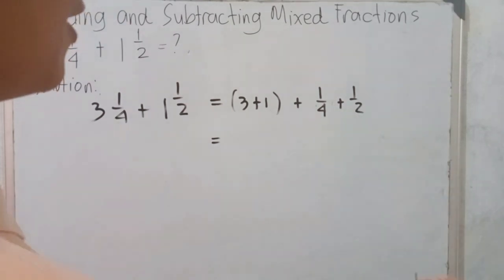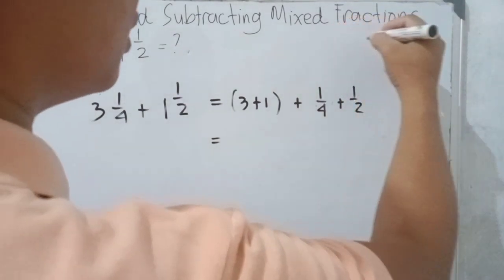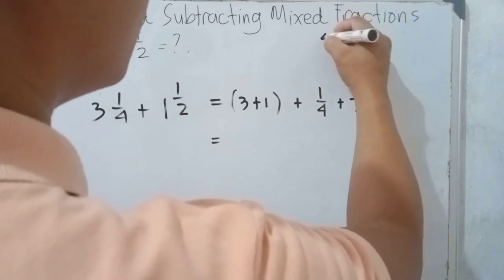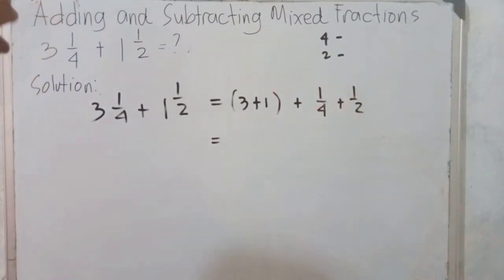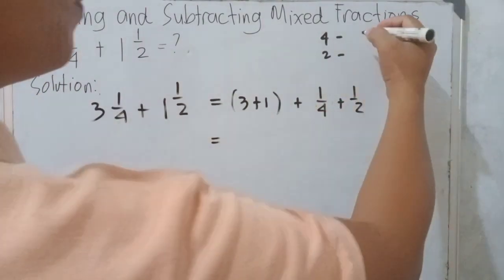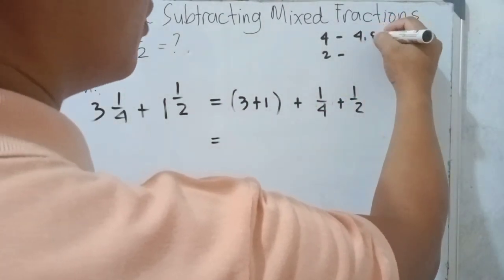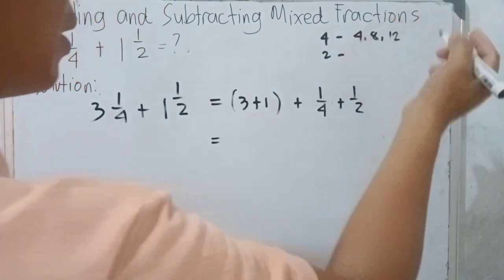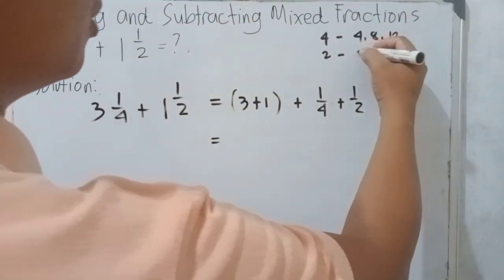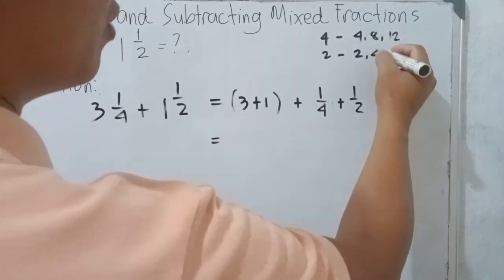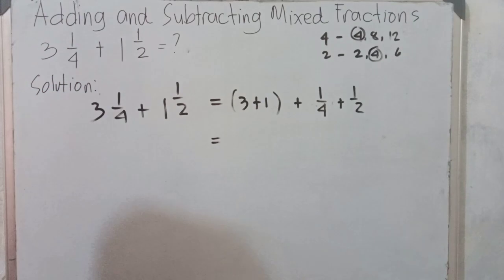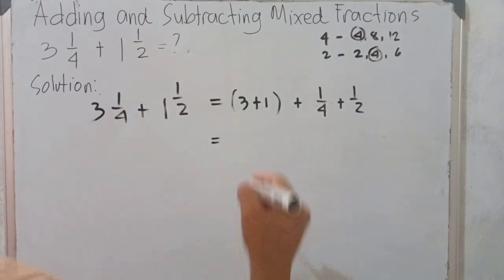So using skip counting, we find it. For 4 and 2, we always find the LCD. 4, 8, 12. Once we get the common multiple, that is the LCD. 2, 4, and 6. So the common one is 4. Meaning our LCD is 4.